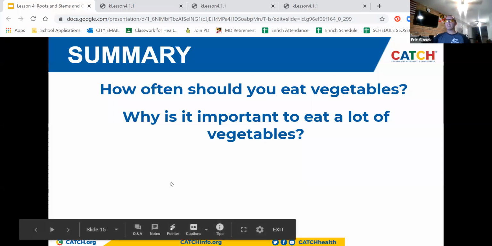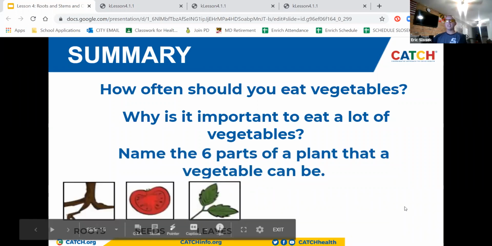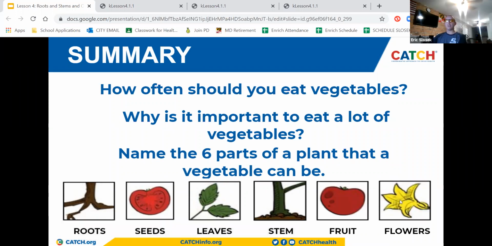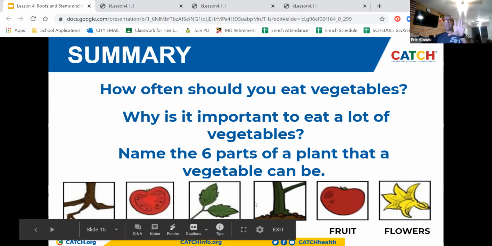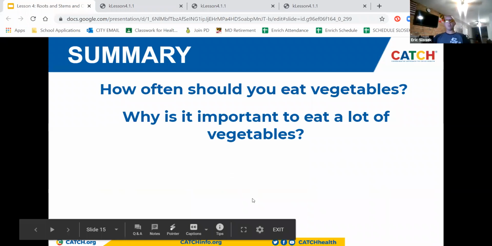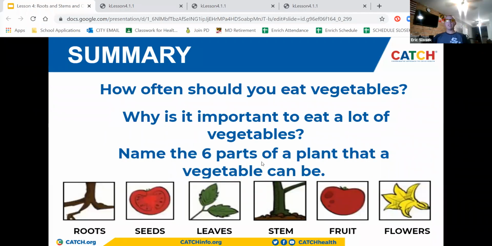Let's see if you got them. Count how many you got right. You have the stem, seeds, leaves, roots, fruit, and flowers. How many did you get right? Put up a number of fingers. Did you get all 6 right? Did you get 5? How about 4? 3? 2? 1? And that's okay. If you didn't get it, you can always go back and rewatch to review our material and learn about the different parts of a plant and where our vegetables come from and what parts of the plant they are involved with. Okay, so we have finished up our lesson for today.